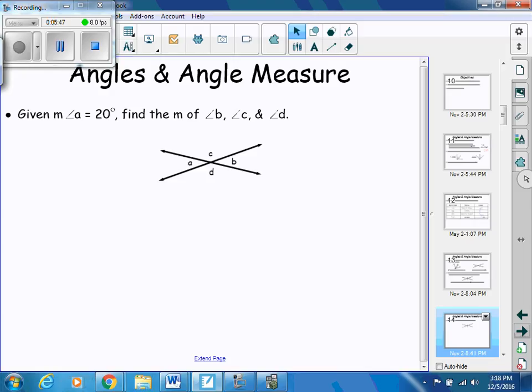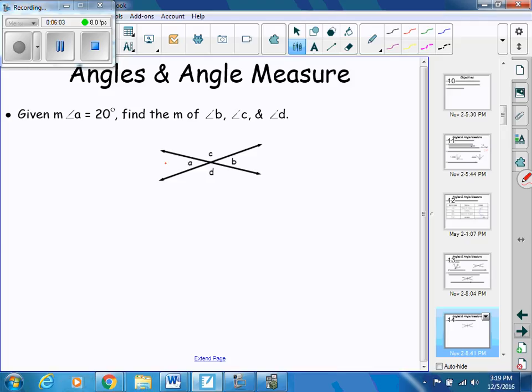So we have this. We give them that angle A is 20 degrees. We need to find the measure of angle B, angle C, and angle D. If you'd like to pause the video and see if you can figure this out and then go ahead and check it, feel free to do that. Otherwise, here we go.